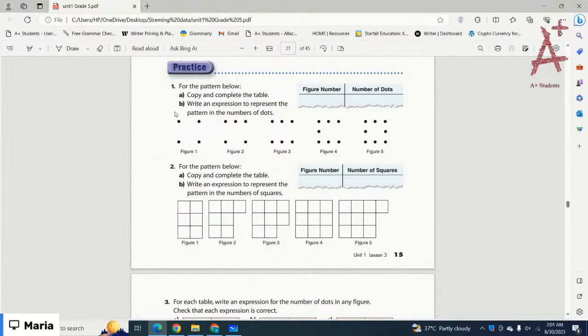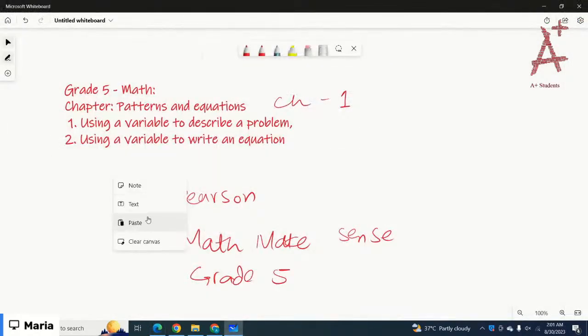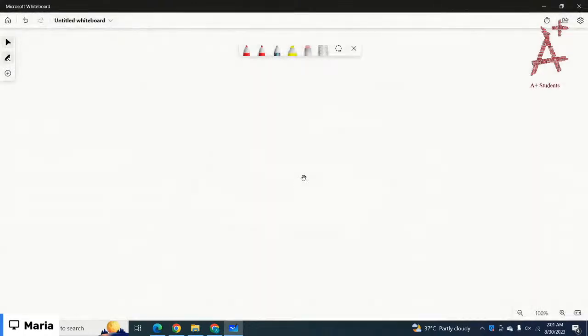You can see in figure 1 you have 1, 2, 3, 4 dots, right? For figure 2 you have 1, 2, 3, 4, 5. For figure 3 they are 1, 2, 3, 4, 5, 6. For figure 4 they are 1, 2, 3, 4, 5, 6, 7. They are growing by 1 every time, right? So let's start with figure number and number of dots. We're going to write here figure number and dots in the figure, right?